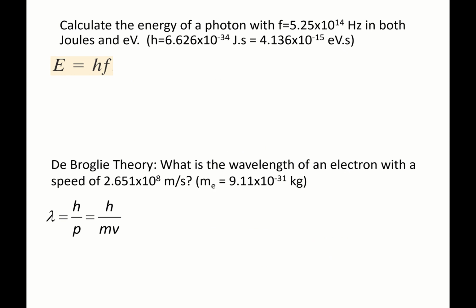So let's do a couple of calculations with those two equations. So first of all, let's calculate the energy of a photon that has a frequency of 5.25 times 10 to the 14 hertz. And they want us to put it in both joules and electron volts. So our equation is E is equal to h times f. So h is 6.626 times 10 to the minus 34 joule seconds. And you'll see there it's given in 2 sets of units, both eV seconds and joule seconds. And you can use either depending on whether you want the energy in joules or electron volts.